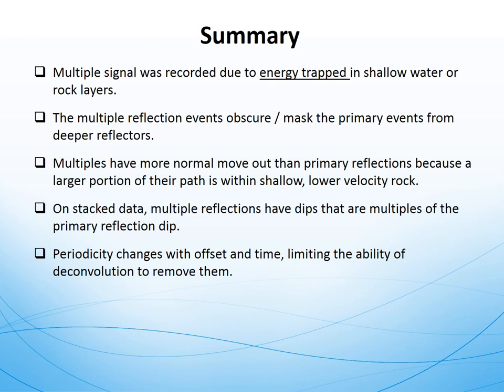At the end, actually, we have seen the multiple signal was recorded due to the energy trapped in the shallow water or rock layers. It can be in terms of the interbed, it can be in terms of the intrabed, it can be in terms of the back leg. Okay, the multiple reflection events obscure or mask the primary events from the deeper reflectors. Multiples have more normal moveout than the primary reflection because a larger portion of their path is within a shallow or lower velocity rock. On stack data, multiple reflections have dips that are multiples of the primary reflection dip, and therefore the periodicity changes with offset and time, therefore limiting the ability of deconvolution to remove them.